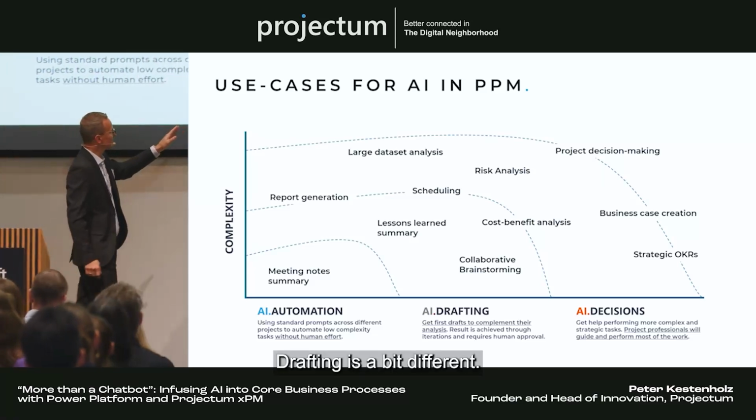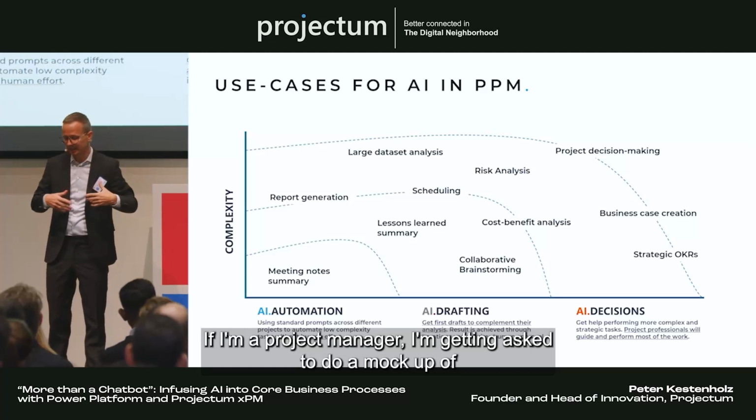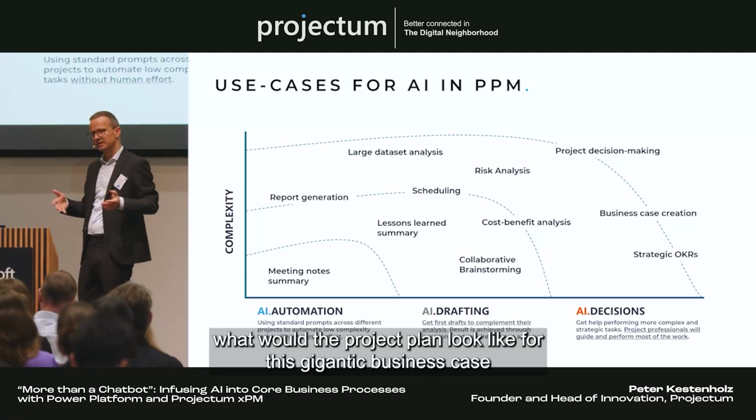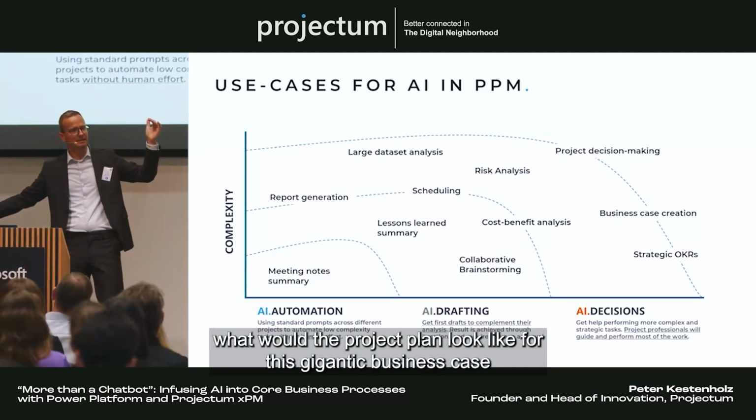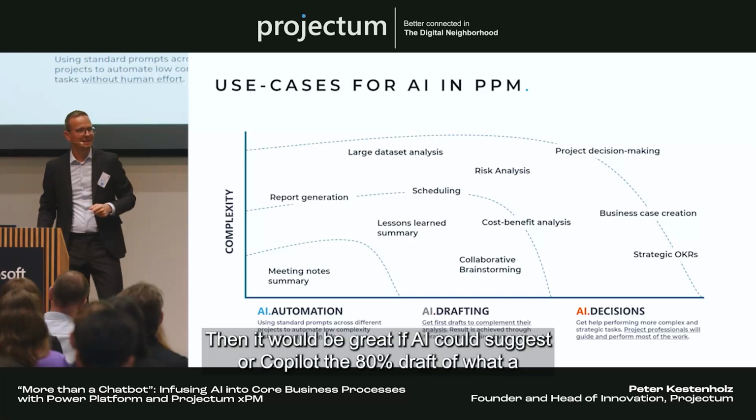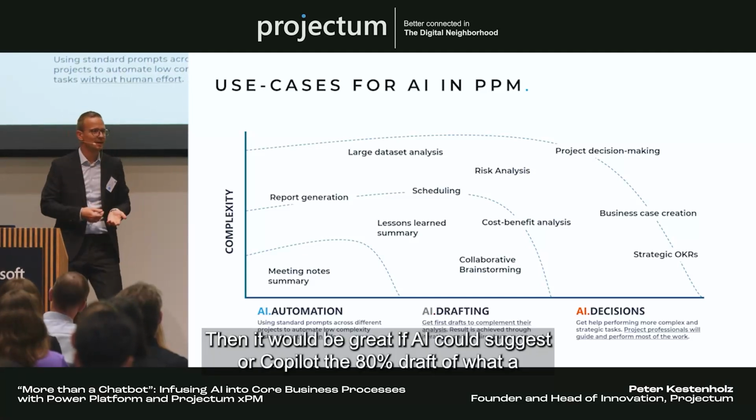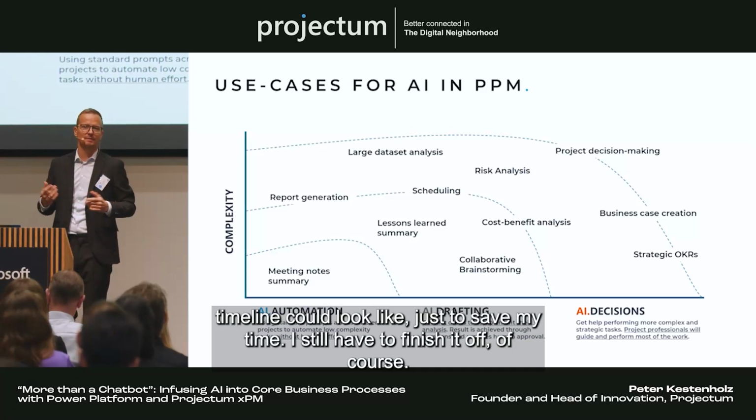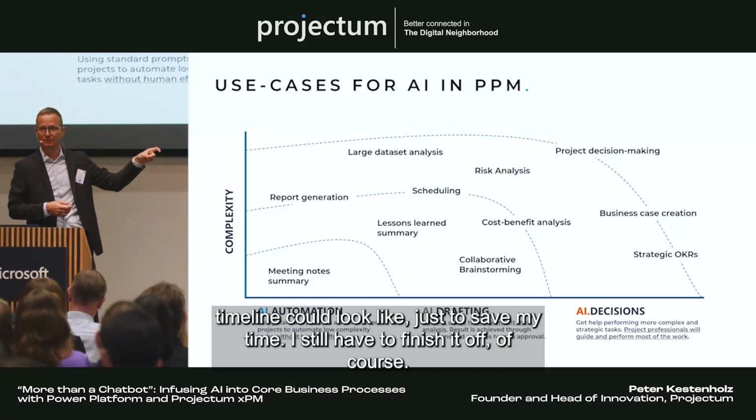Drafting is a bit different. If I'm a project manager, I'm getting asked to do a mock-up of what the project plan would look like for this gigantic business case that we have in PowerPoint. Then it would be great if AI, or Copilot, could suggest the 80% draft of what a timeline could look like, just to save my time. I still have to finish it off, of course.